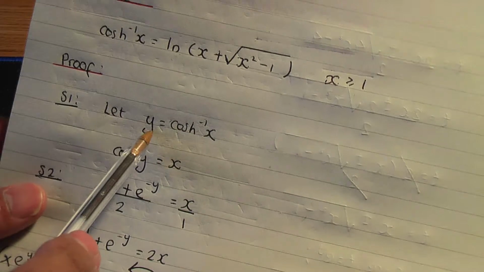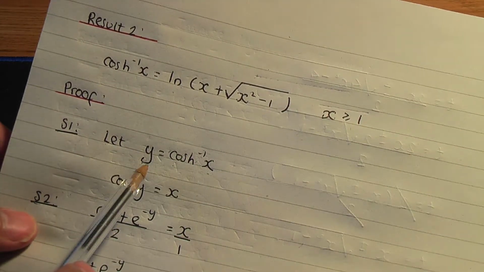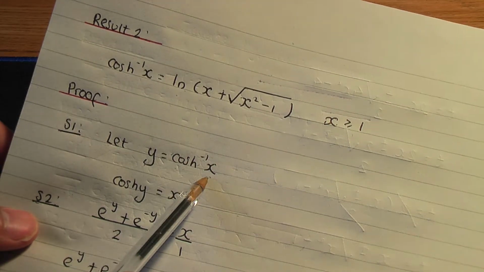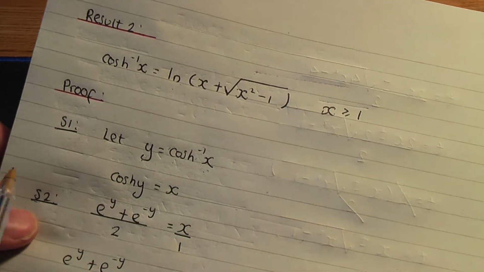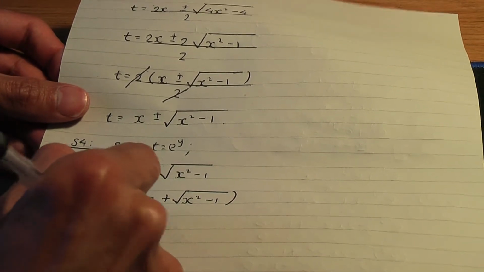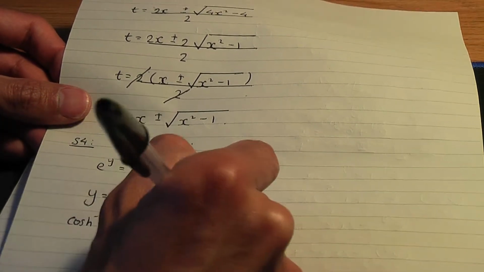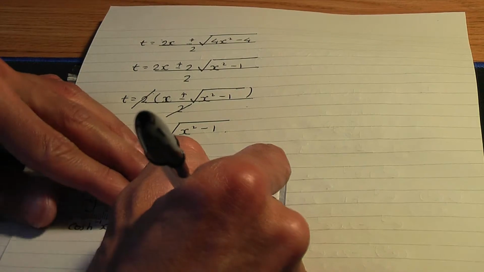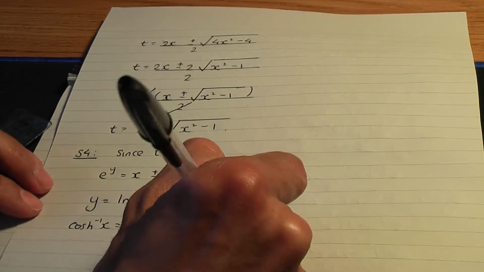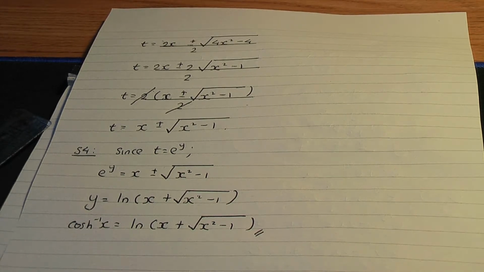And if we go back to the previous page, remember, y is the inverse hyperbolic cos of x. So if we replace y by the inverse hyperbolic cos of x, you've got the definition or the result. Okay, so to conclude, hyperbolic cos inverse x is indeed ln x plus the square root of x squared minus 1. Okay, so that completes the proof.